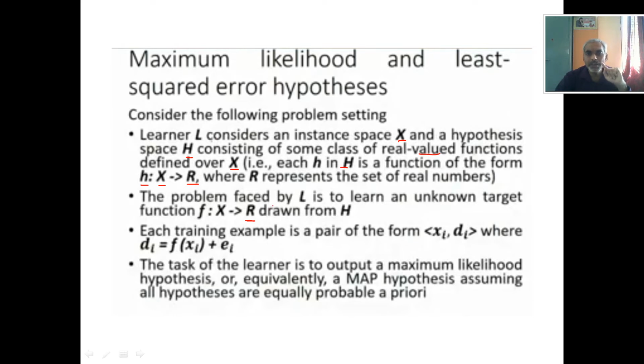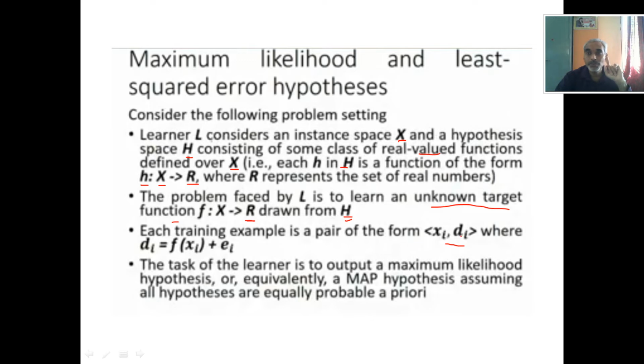Now the problem faced by the learner is to learn an unknown target function. Based on a certain training data set you are given, when a new training example comes, for that unknown target function f, which maps X, the set of all instances, to R, drawn from a hypothesis H. Now each training example is of the form xi comma di.